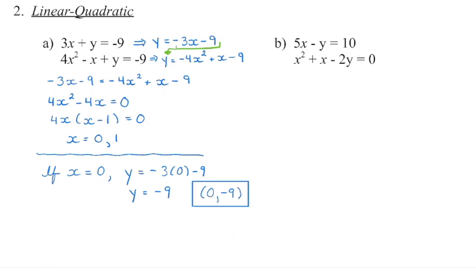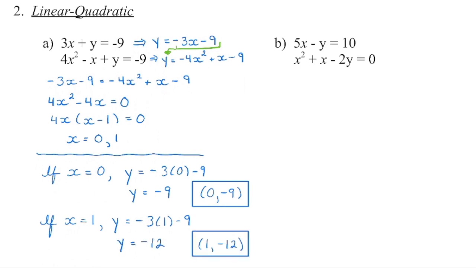We're going to write that as an ordered pair. And then my second solution, if x is equal to 1, we're going to do the same thing, substitute a 1 into the place of x to try to solve for that y value. Negative 3 times 1 is negative 3, minus 9 is negative 12, and there is the second solution. Now it's really important that you verify each of them.